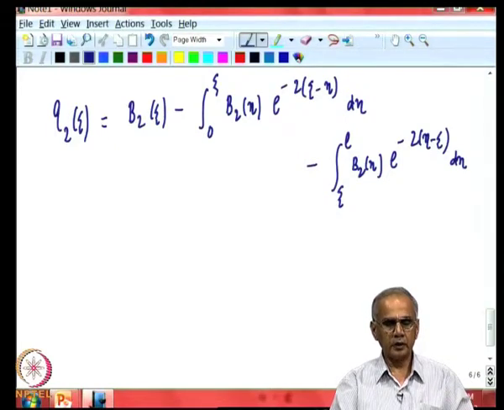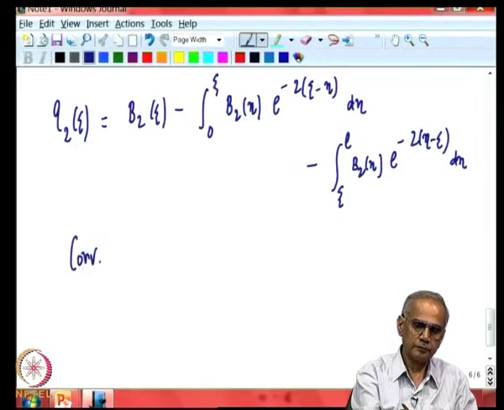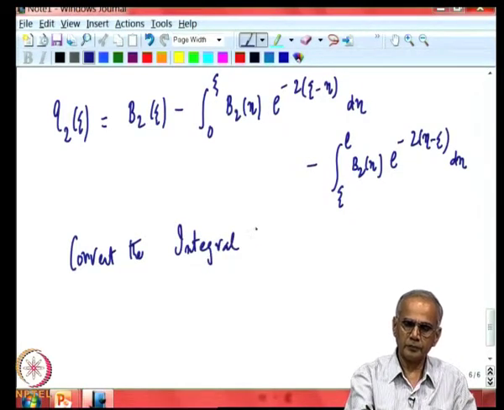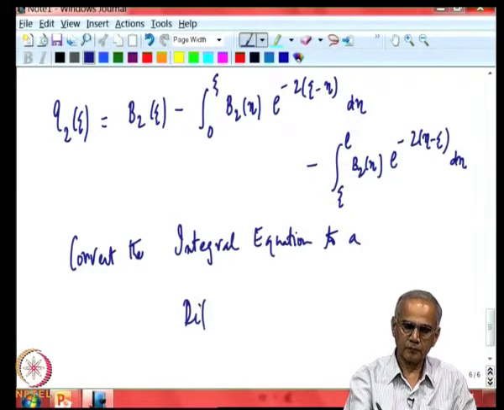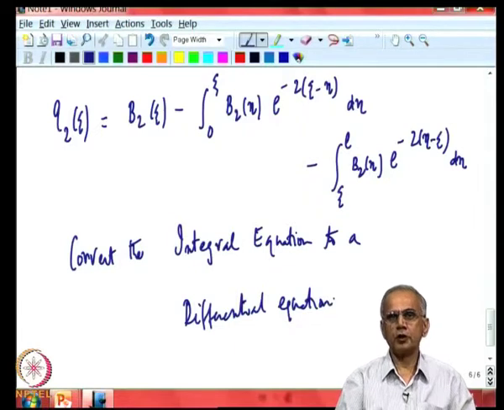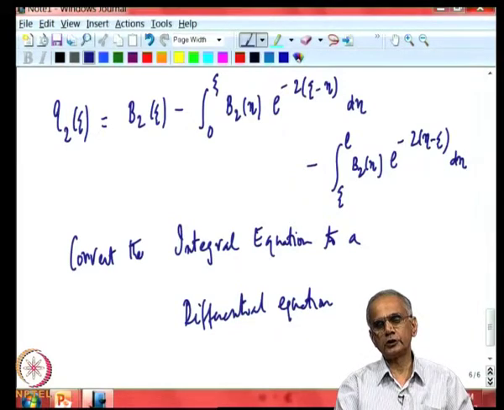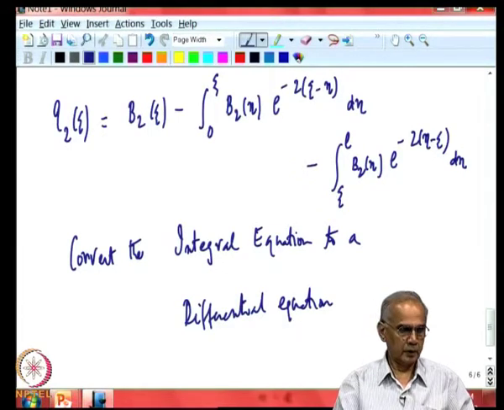Our aim is to convert the integral equation to a differential equation. That is because we know well known techniques to solve differential equations. All of you have studied it. On the other hand, very few have a mastery of methods of solving integral equations. So, if you can convert the integral equation to a differential equation, then you can use the standard techniques that you have learned as well as easily available in the literature.